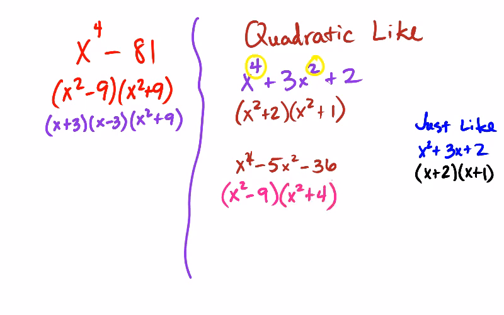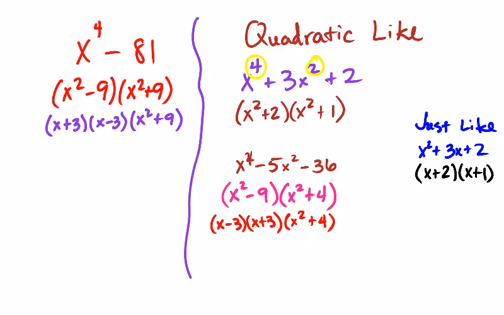I like these problems because you have to ask, can I keep factoring? We can factor the x squared minus 9 to x minus 3 and x plus 3, but we cannot factor x squared plus 4 because there is no minus sign in between them. It's a plus sign, so we're going to leave it as x squared plus 4. And that's how you would factor something that's quadratic-like.